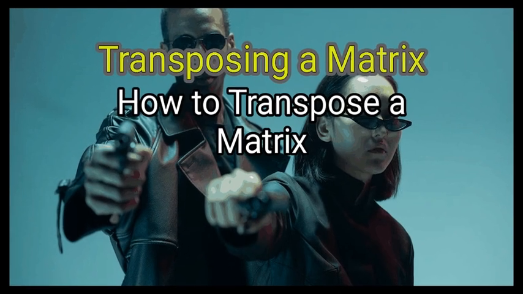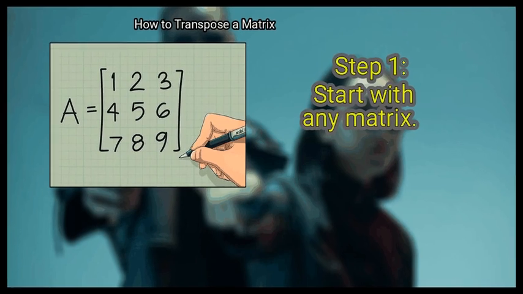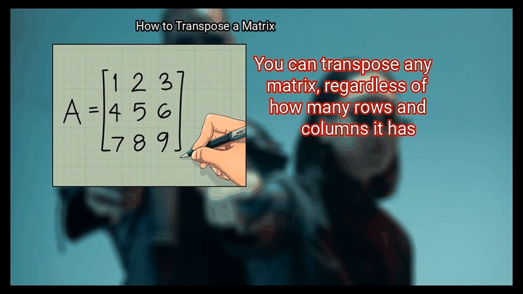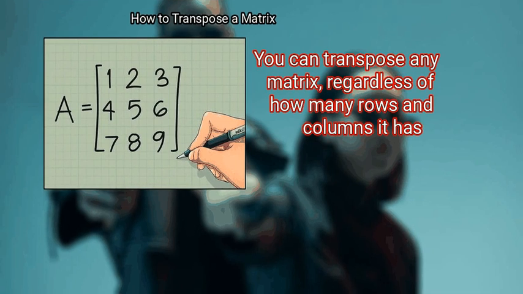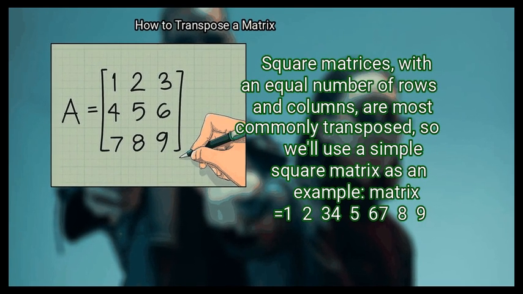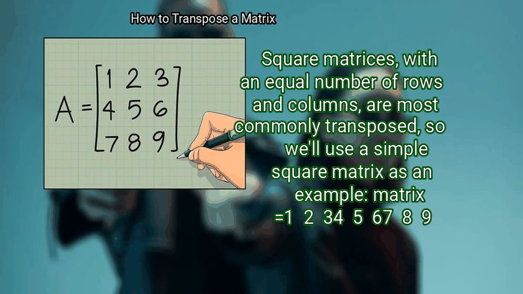Method 1. Transposing a matrix. First, start with any matrix. You can transpose any matrix, regardless of how many rows and columns it has. Square matrices, with an equal number of rows and columns, are most commonly transposed, so we'll use a simple square matrix as an example. Matrix A equals 1, 2, 3, 4, 5, 6, 7, 8, 9.